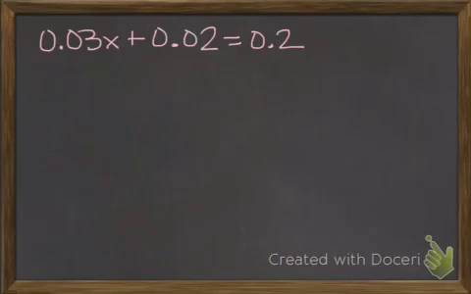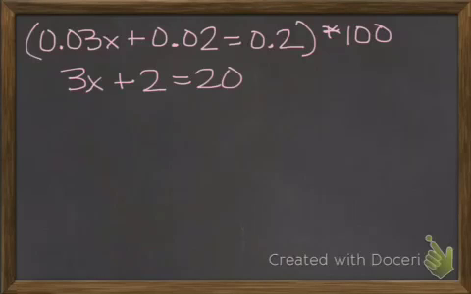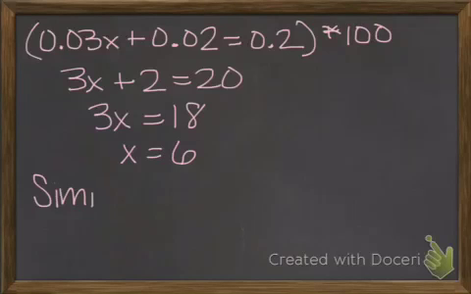So we've seen equations that look like this, where you have decimals, and the way that you make it simpler is you just multiply everything by 100 to get rid of the decimals. So the equation becomes 3x plus 2 equals 20, or 3x equals 18, so that you can solve and find x equals 6. It makes it a lot easier.